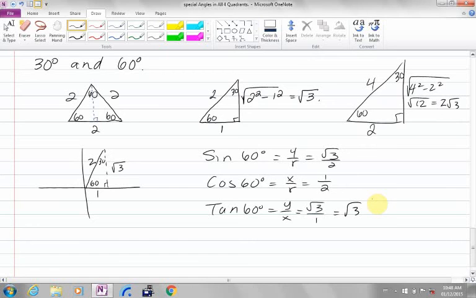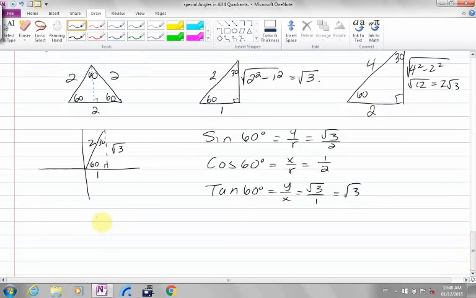All right. Now, what if we take this triangle and we rotate it around to make this 30-degree angle instead of 60-degree angle happen there? Now what's my x value?